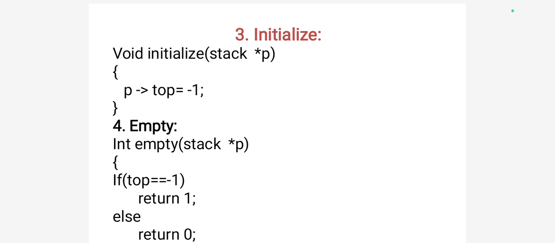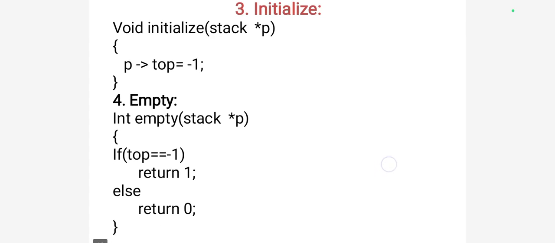The third operation is initialize: void initialize, in brackets stack pointer p. P is the pointer which is declared by using the stack, because here stack works as a user defined data type. Whenever we call this function, p is the pointer pointing to top, which is set to -1.